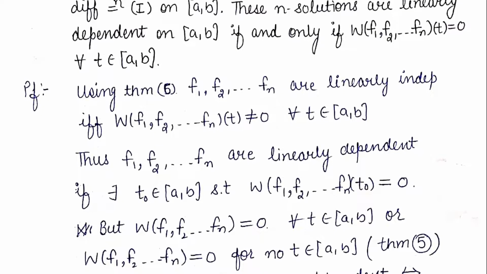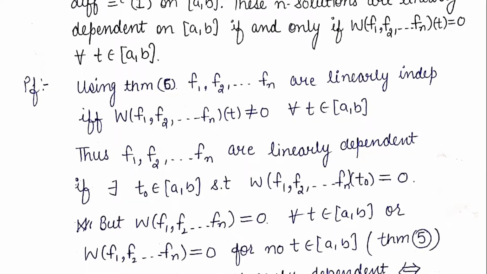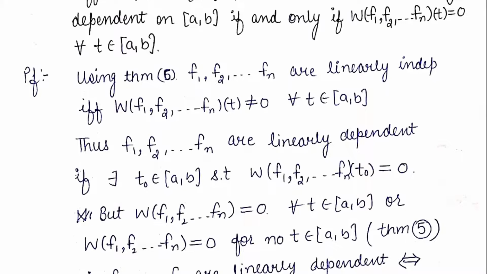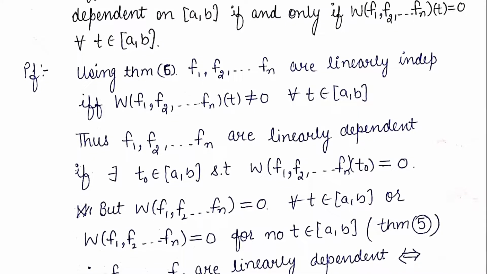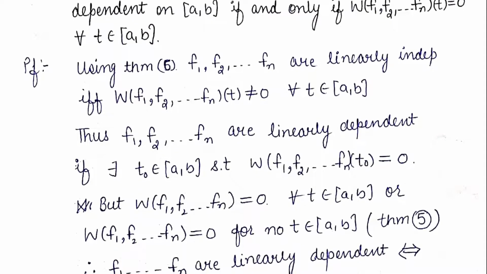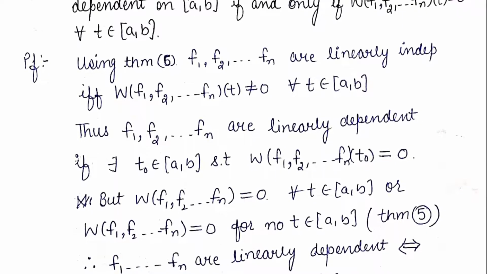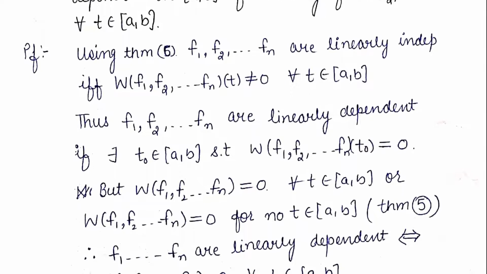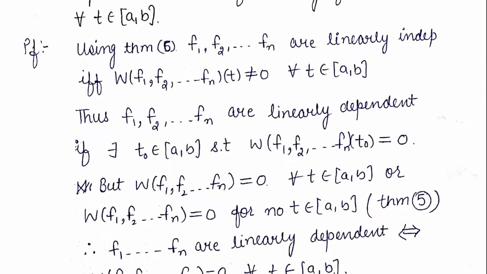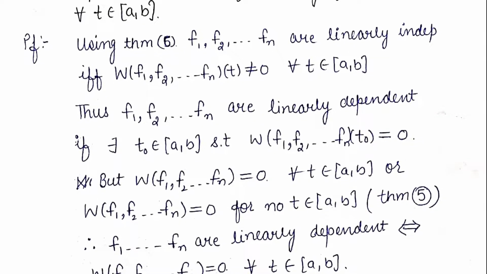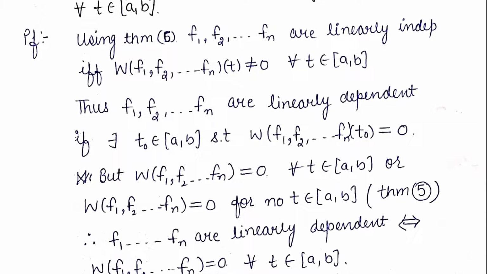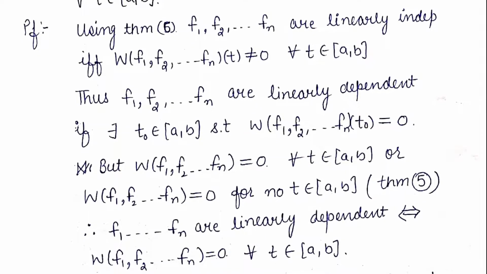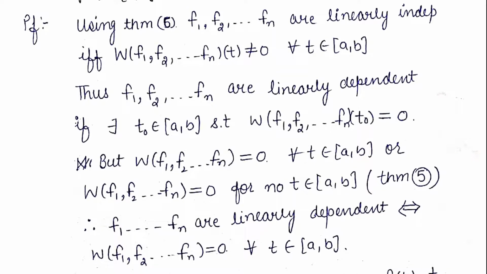Now there is an example which illustrates the above theorem. In the example, we have taken three functions f1, f2, f3, where f1(t) is t, f2(t) is t squared, and f3(t) is t raised to power 4. And we can check that these three functions are solutions of the third order differential equation t cubed d3x/dt3 minus 4t squared d2x/dt2 plus 8t dx/dt minus 8x is equal to 0. You can check by substituting the value of x as t, t squared and t to the 4.